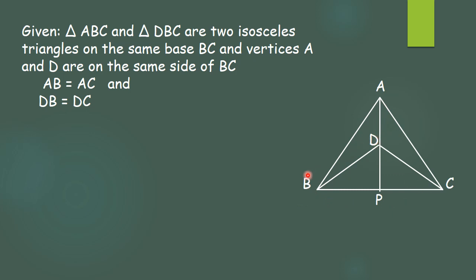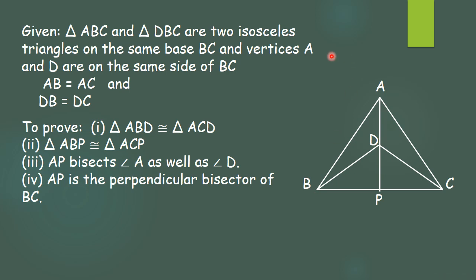ABC and DBC are isosceles triangles. What is meant by an isosceles triangle? Two sides are equal. It means in triangle ABC, AB and AC are equal, while in triangle DBC, DB and DC are equal. And this AD is produced to the point P. Now, prove that.